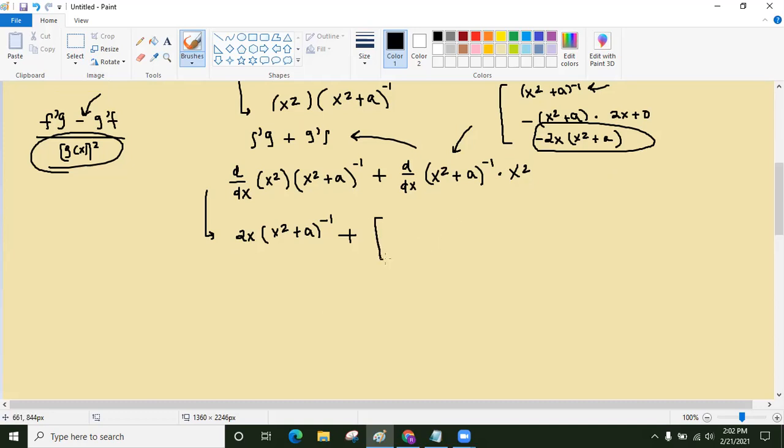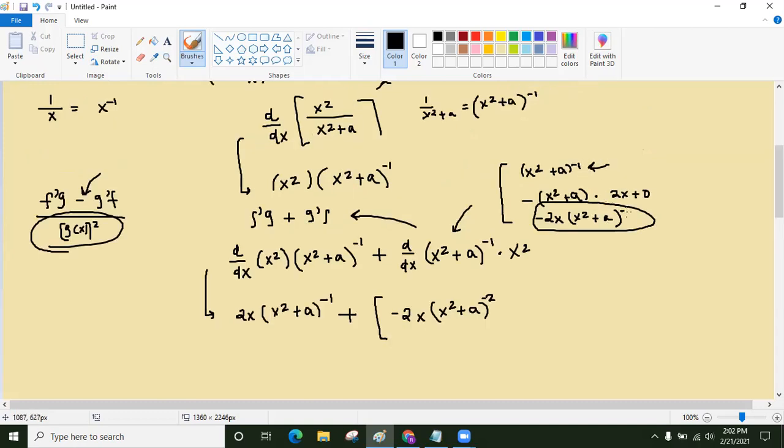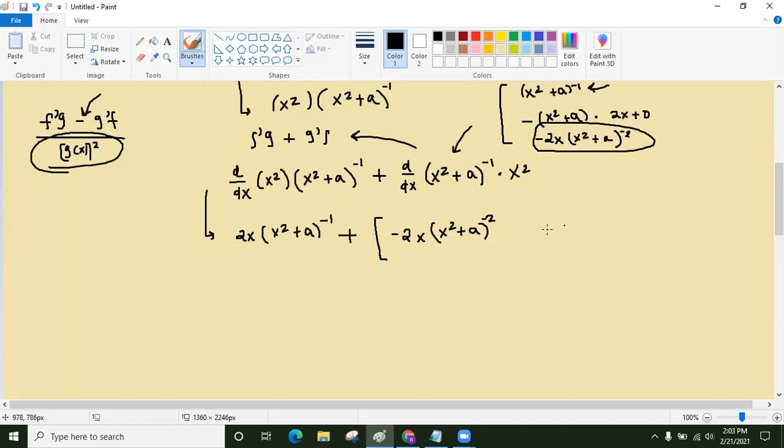So really the derivative of x squared plus a to the negative first power is in fact negative 2x and then x squared plus a to the negative second power, because we actually have to decrement the exponent by 1 while we're doing this. So here we should have actually had a final of negative 2x in parentheses, x squared plus a to the negative second power, times x squared.